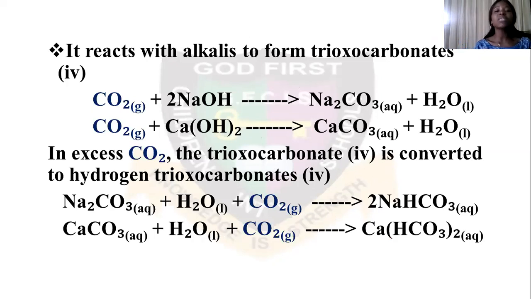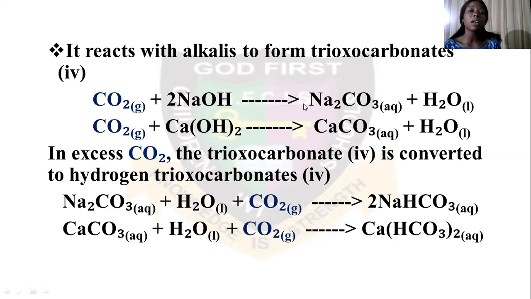Next, it reacts with alkalis. The alkalis are substances which have the OH group that are soluble in water. It reacts with alkalis to form carbonates. So look at this example. We have carbon(IV) oxide reacting with sodium hydroxide to give us sodium carbonate and water. Then another alkali, calcium hydroxide, reacts with carbon(IV) oxide to give us calcium carbonate and water.